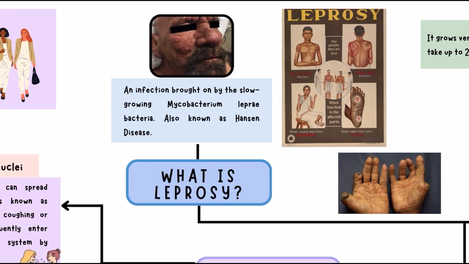Leprosy is a chronic infectious disease brought on by the slow-growing Mycobacterium leprae bacteria. Leprosy targets the skin, the peripheral nerves, mucosa of the upper respiratory tract, and the eyes. Apart from the physical deformity, people affected by leprosy also face stigmatization and discrimination.